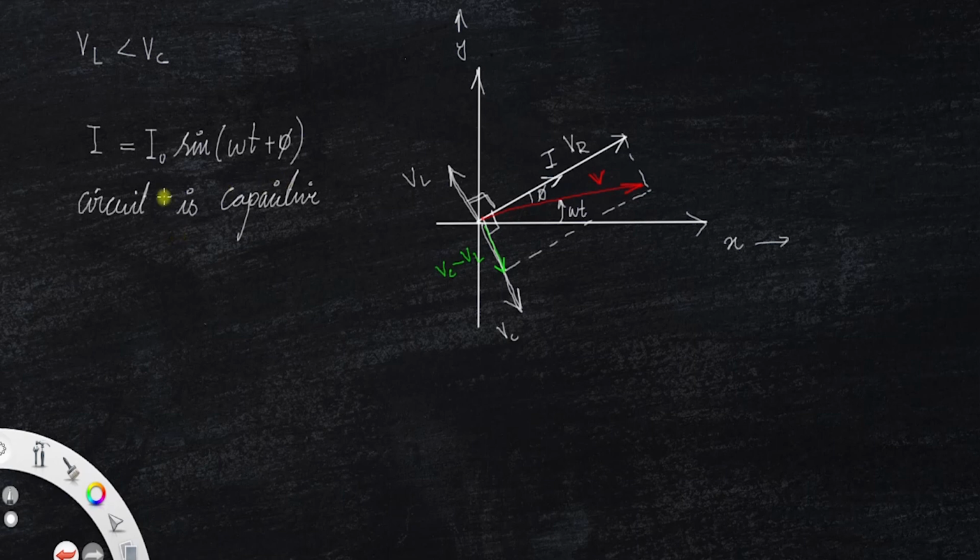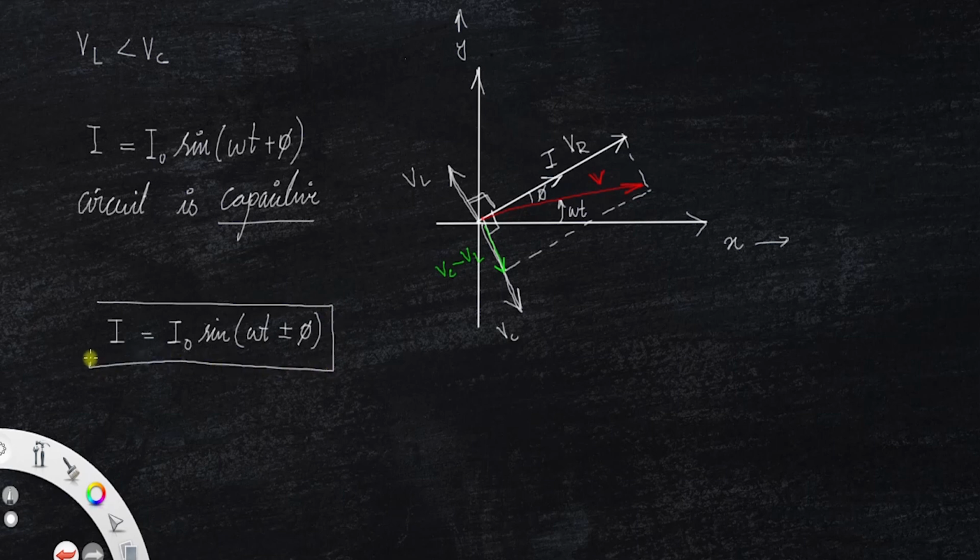Clear? So these are the different cases. When I equals I0 sine omega t minus phi, we can say that the circuit is inductive. In this case, that is VL less than VC, we have the circuit is capacitive. Or together you can write it like this, I equals I0 sine omega t plus or minus phi. Clear? So this is the expression for current in an LCR circuit.